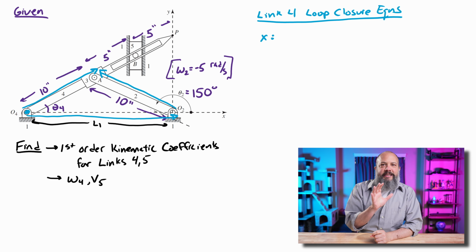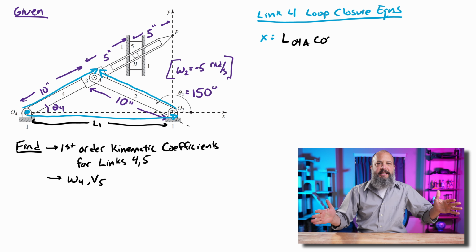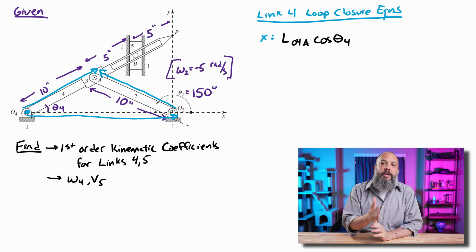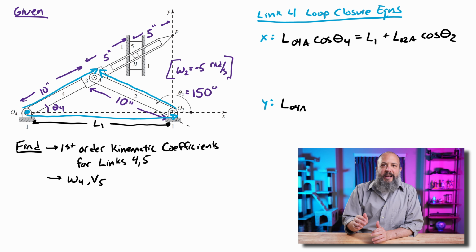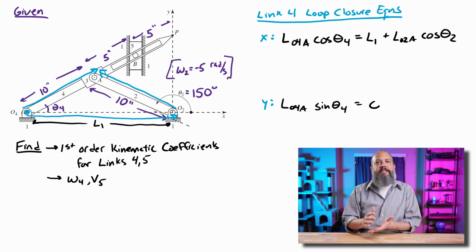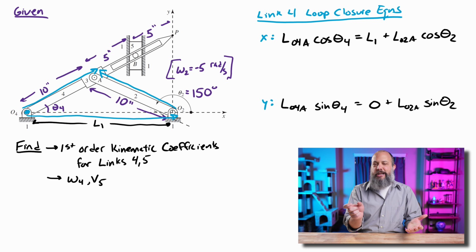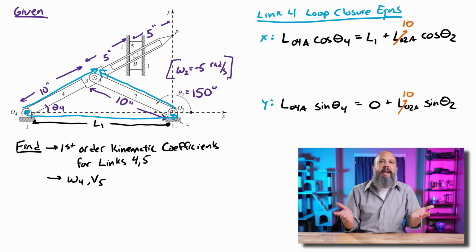So we've got the length O4A times cosine theta 4 on one side, and then L1, which is the distance I'm calling this base here, plus LO2A, which is the length of the crank, times cosine theta 2. If I write the y direction equation, it's going to be basically the same, just replacing sines for cosines. And instead of L1, it will be 0, because L1 is purely horizontal. It doesn't go up and down at all.